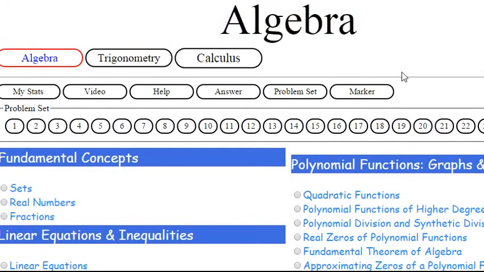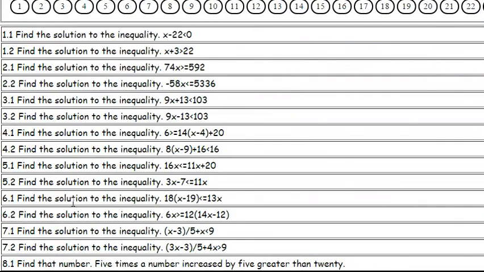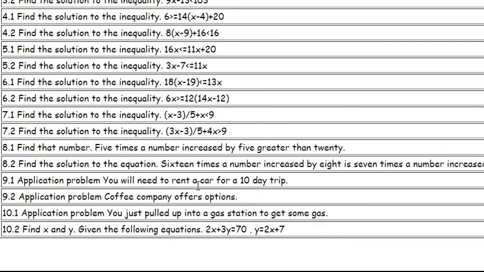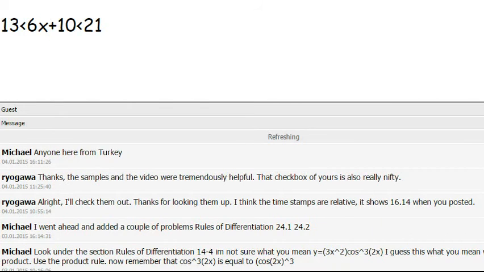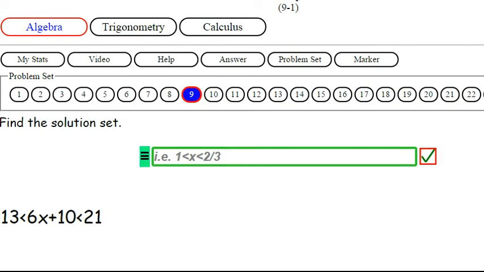Alright, we're over here at GoToMath. Let's click on Algebra, go down to Linear Inequalities, and I think we're looking at 9.1. I think I might need to actually change that. What that actually said was not that. Find the solution set. So you see, this is how we're going to write this. See how this is? X is greater than 1 and less than 2/3.